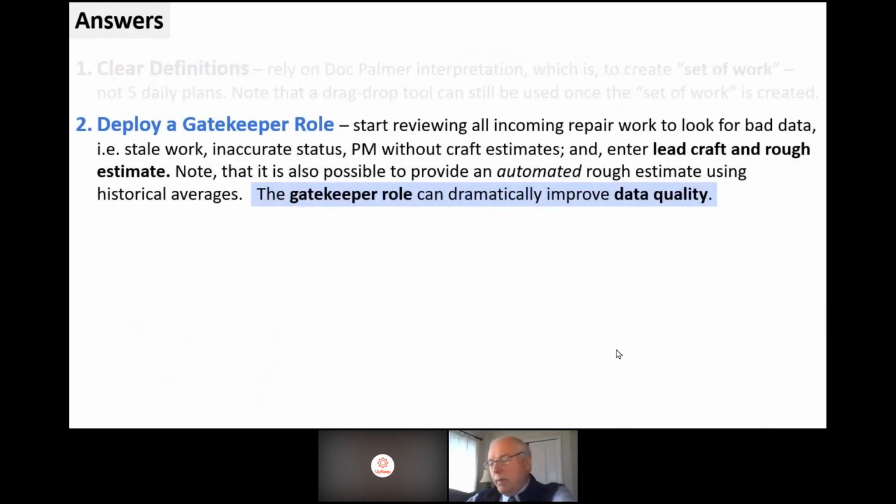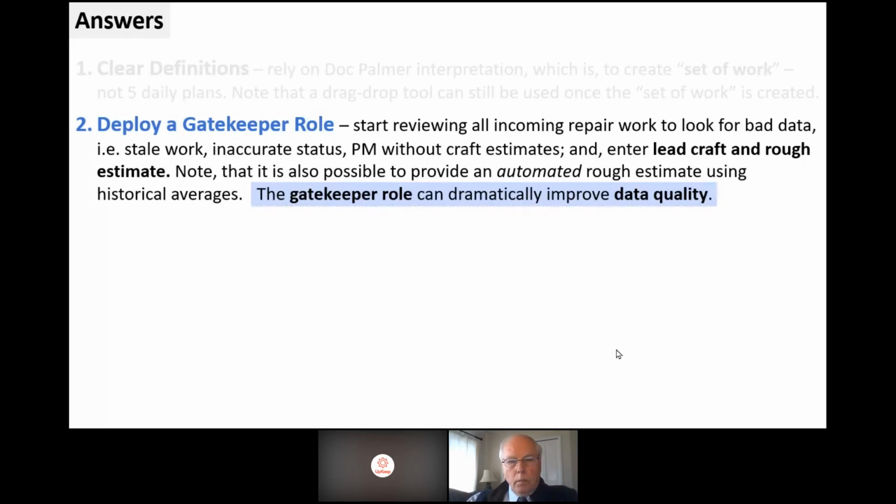If your problem is bad data, well, why don't you fix it? If your arm hurts when it goes like this, don't go like that anymore. So start reviewing all incoming repair work to look for bad data, stale work, inaccurate status, PMs without craft estimates. That shouldn't even exist. But I bet I could run an error check right now in your system and find PM job plans with missing craft estimates. We need to enter the lead craft and rough estimate.